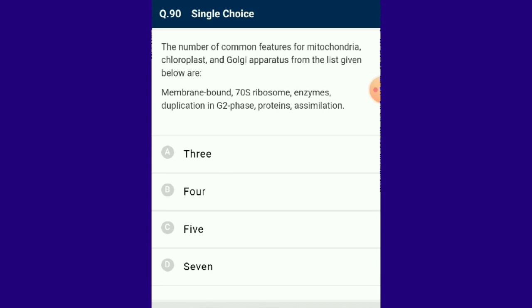Yes, membrane bound cell organelles duplicated during G2 phase. Proteins are present. Assimilation process takes place. So membrane bound, duplication in G2 phase, proteins and assimilation. So there are four features that are correct about mitochondria, chloroplast and Golgi apparatus. So the correct option is B.